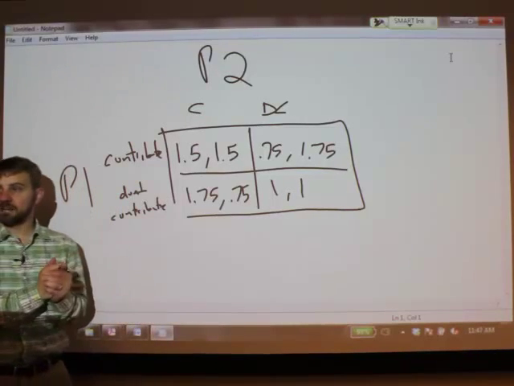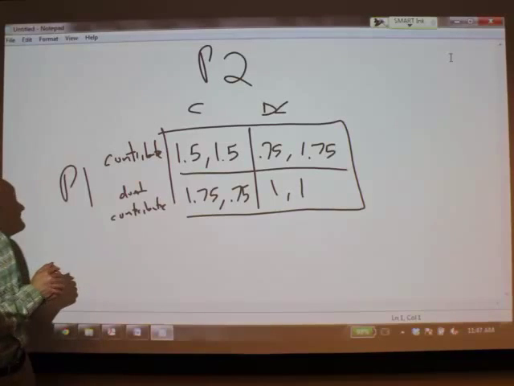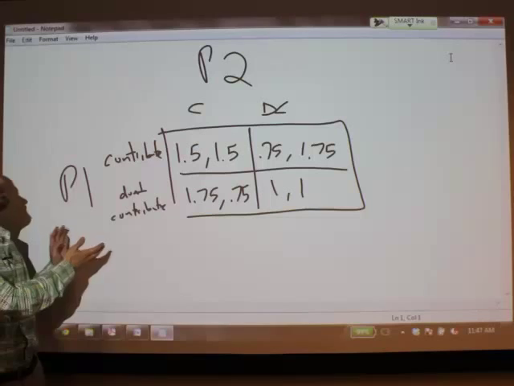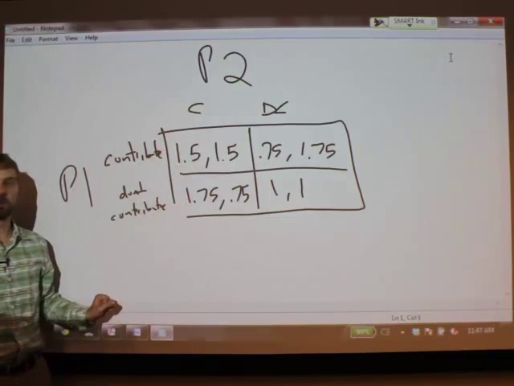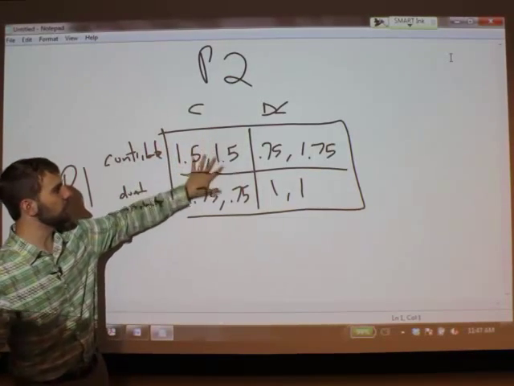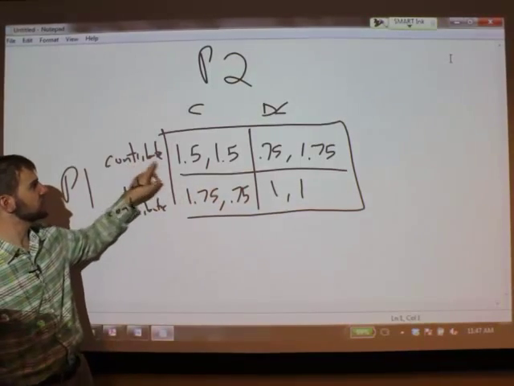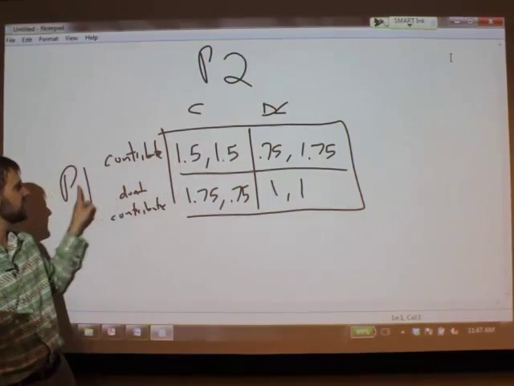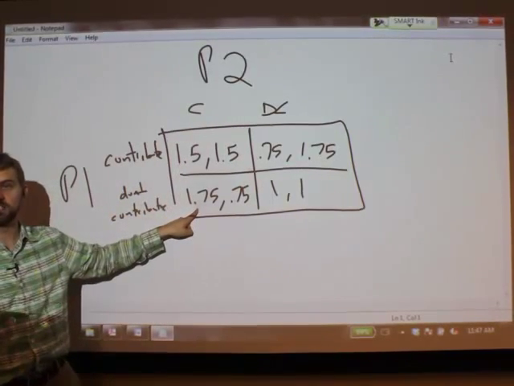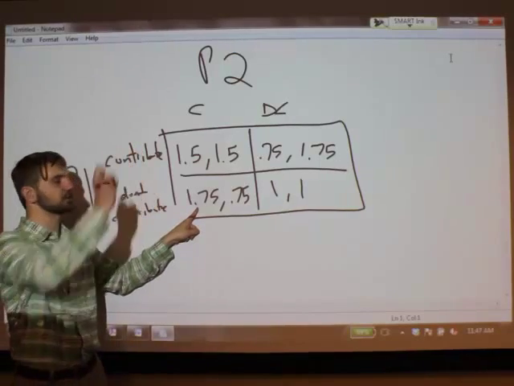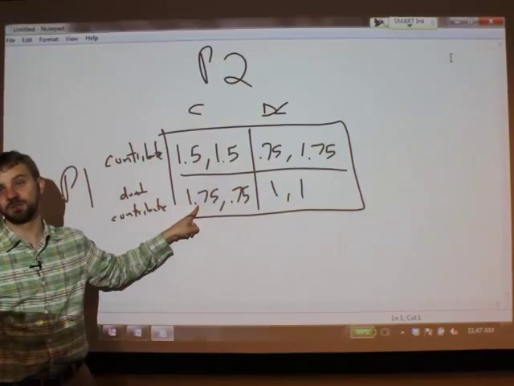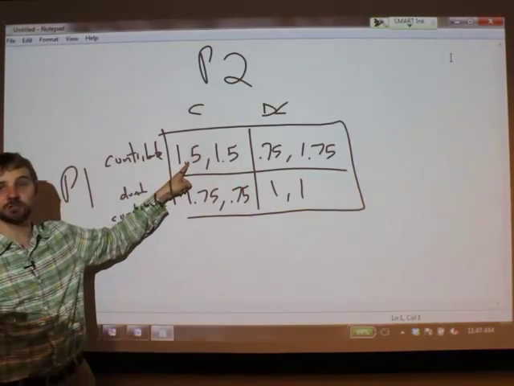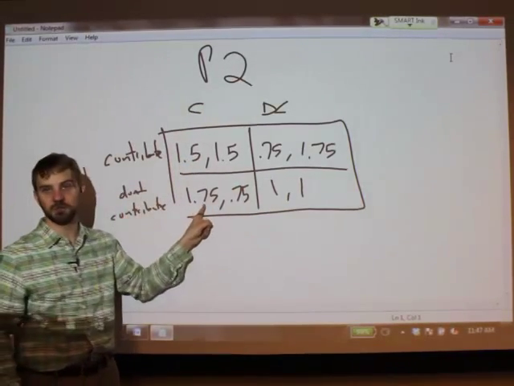Does either player have a dominant strategy here? Well, let's first ask ourselves whether player 1 has a dominant strategy. If player 2 contributes, what should player 1 do? So we know that we're going to be in one of these two cells. If player 1 contributes, he gets $1.50. If player 1 does not contribute, he gets $1.75. So what should player 1 do if player 2 is going to contribute? Don't contribute. $1.75 is bigger than $1.50. So if player 2 contributes, player 1 should not contribute.